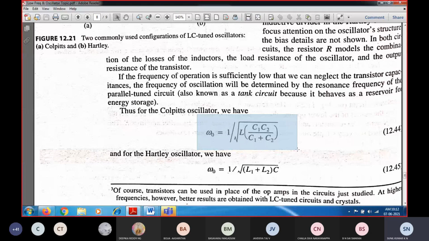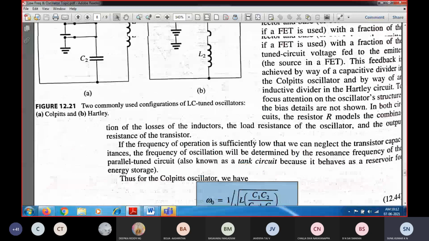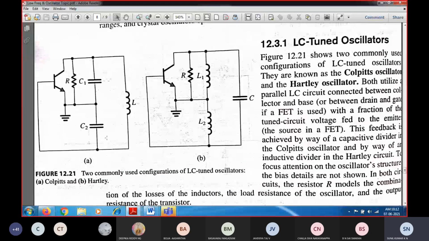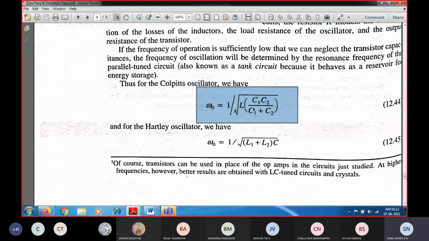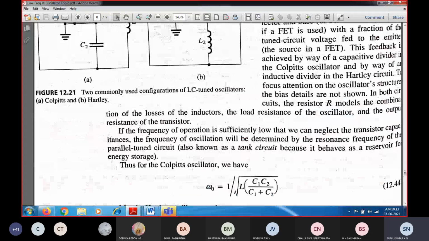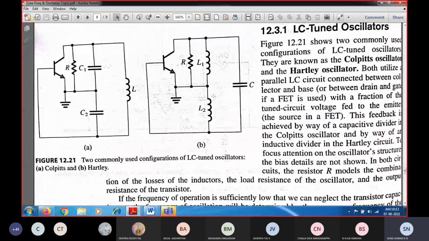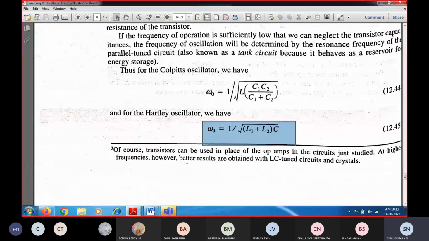The frequency of oscillation for the Colpitts oscillator is given here. Since it has a capacitor divider, it has a sinusoidal oscillation with omega naught equal to 1 by 2 pi square root of L into C, where C is the series combination of the capacitor divider, C1 C2 divided by C1 plus C2. The Hartley oscillator oscillates with the fundamental frequency omega naught equal to 1 by 2 pi square root of (L1 plus L2) into C.